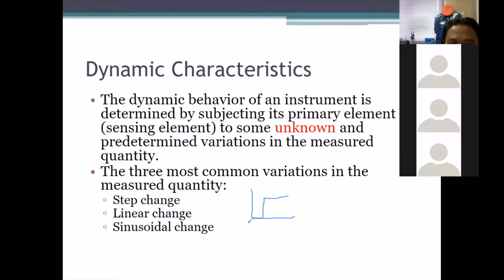For the linear, this is our output. This we call the linear change, and then the sinusoidal, something like this. This one is our input. This one we call the step change, this one is a linear change, and this one will be sinusoidal change.